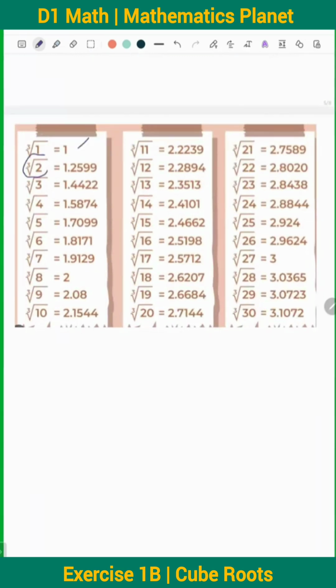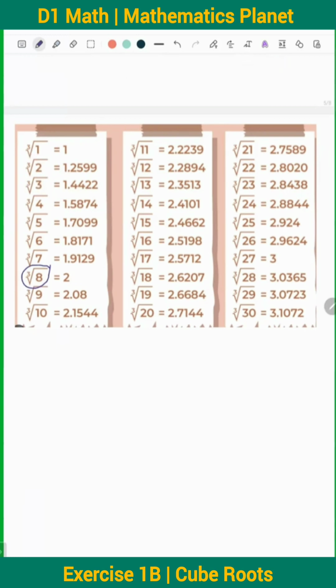You can check on the calculator. The cube root of 2 is 1.2599. The cube root of 3 is 1.442. The cube root of 4 is 1.58. We get these answers from the calculator. Okay. Now what about the cube root of 8?